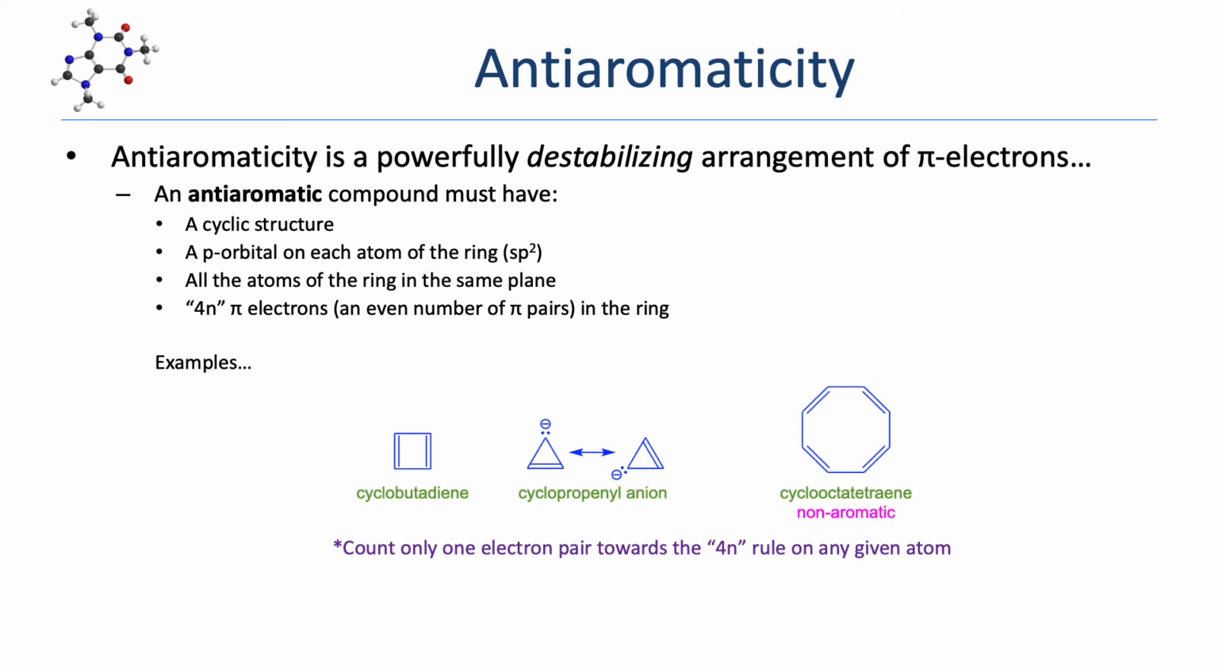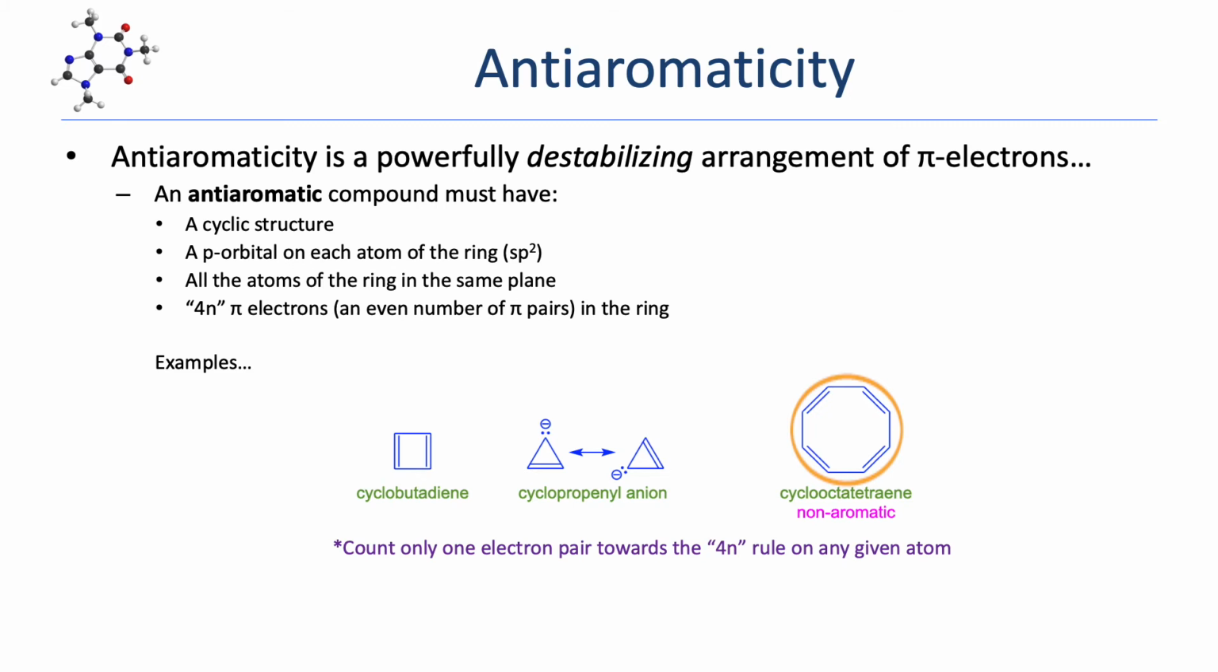When counting pi electrons, we have 1 pair clearly from that pi bond in the original resonance structure. But in drawing the second resonance structure, we see that the lone pair becomes a pi bond, and that makes that lone pair a pi pair. So the cyclopropenyl anion has 4 pi electrons, which is 2 pairs, an even number of pairs, and that means it's anti-aromatic. So let's take a look at one last compound, cyclooctatetraene.